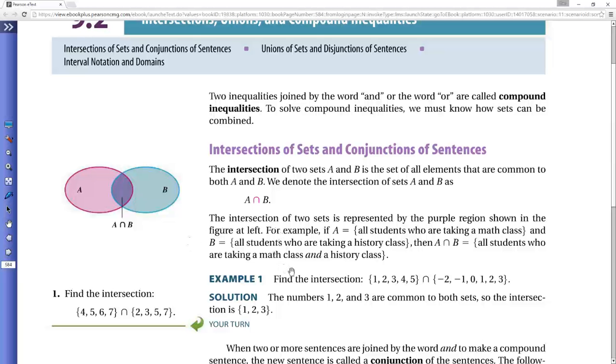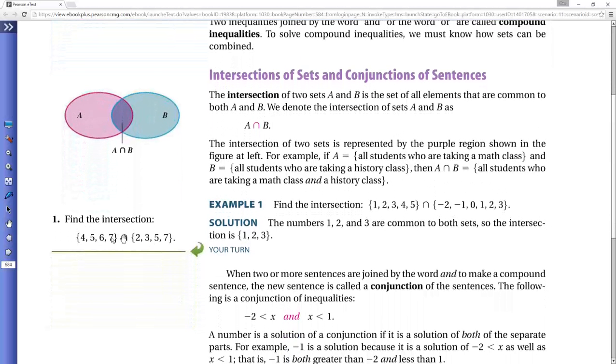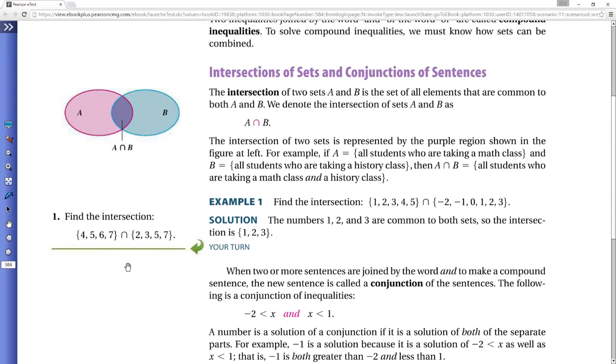And we can show that a lot of different ways. Here they show us a set of actual numbers that's a finite set. In other words, there's a specific amount of numbers in this set. When we intersect, we have 4, 5, 6, and 7 in one set, and 2, 3, 5, and 7 in the other. The intersection would be the ones that overlap. We have a 5 that is in both, so the intersection of these two sets would be the set of 5, just that number.